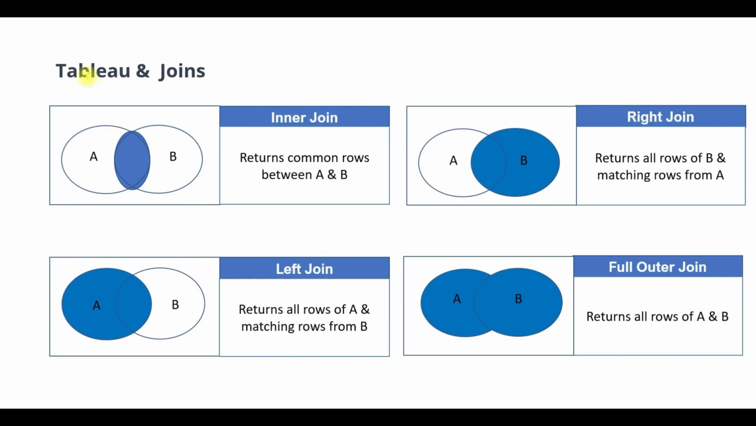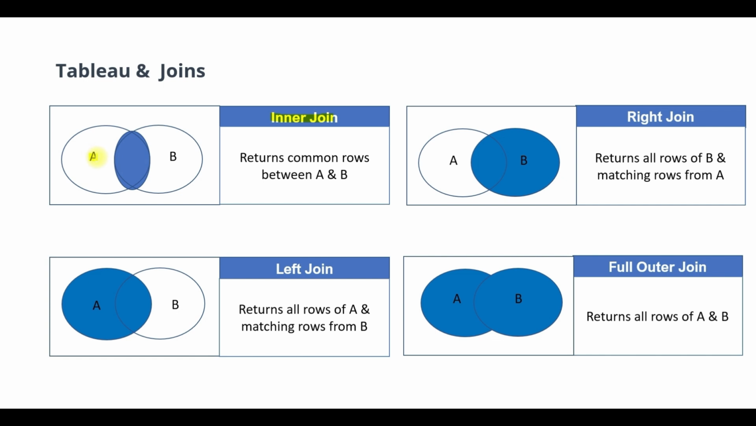Now let's learn about Tableau and its joins. Data joins are very important for data analysis and are generally a common ask. Joins are mainly performed to show data from multiple tables in a single source. There are majorly four types of joins in Tableau. The very first is inner join.